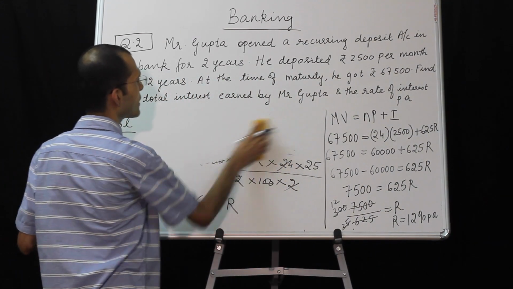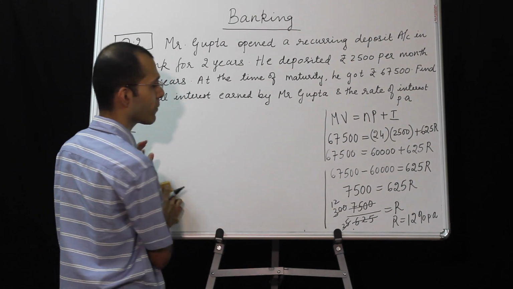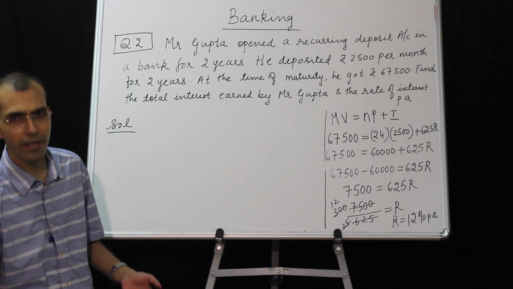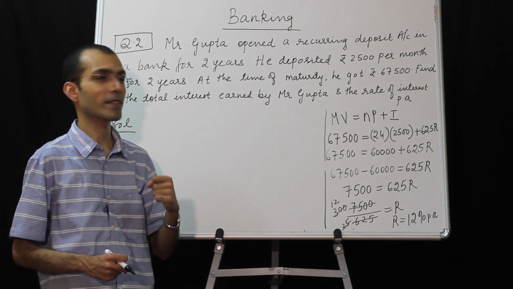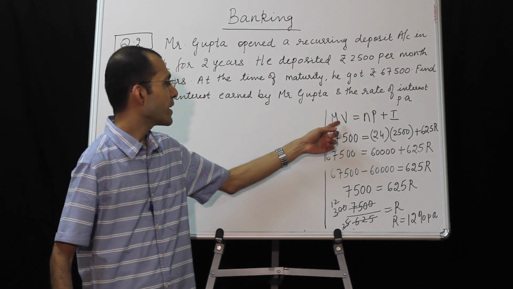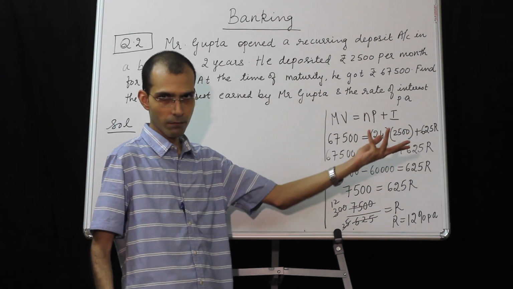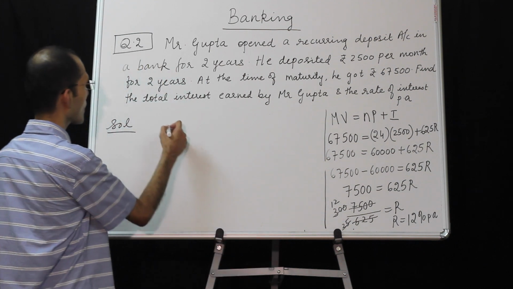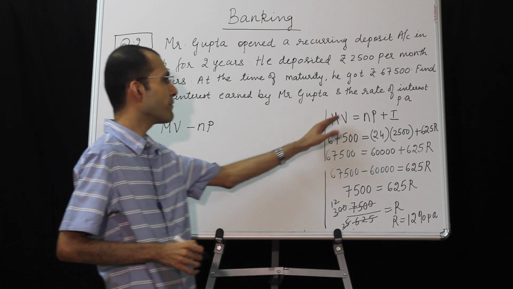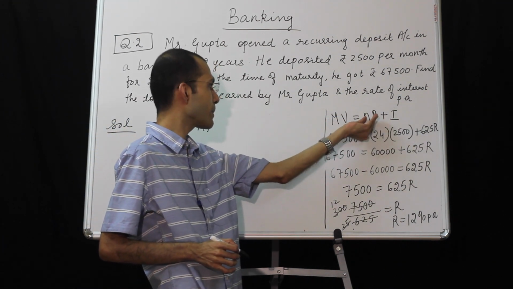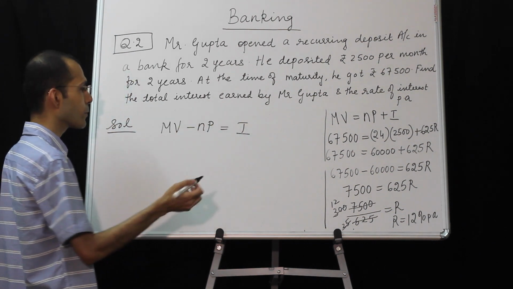The question says, also find the total interest earned in rupees. We have to find that. R was the rate of interest, that is 12% per annum, that we have found. But we also need to find the total interest. Now observe, MV minus NP will give you I in absolute numbers. We know MV is NP plus I, so you just transpose NP on this side. You will get MV minus NP is I.